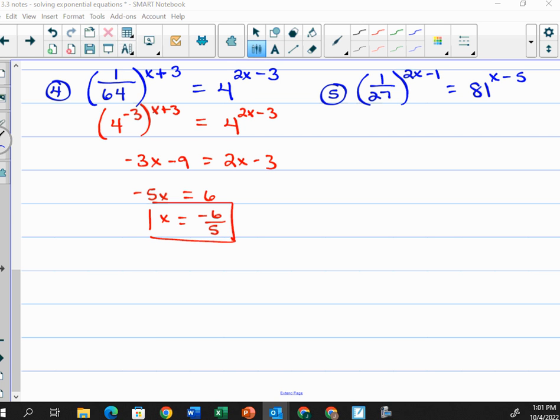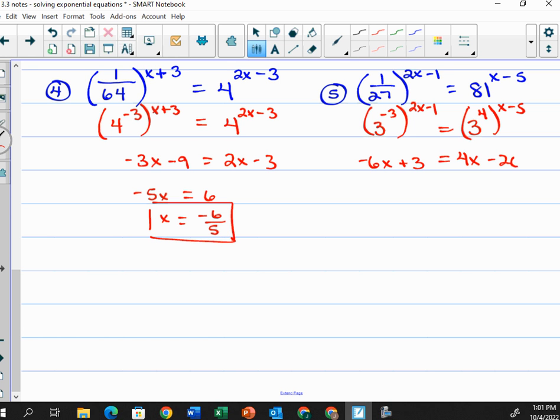All right, guys, what do we get for number 5? 23/10? Yeah? Okay, I'll go through it, but yes, that is correct. 3 to the negative third. 3 to the fourth. So negative 6x plus 3 equals 4x minus 20. So negative 10x equals negative 23. X is 23/10.